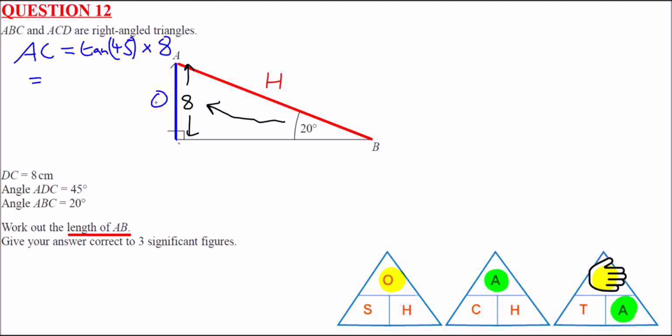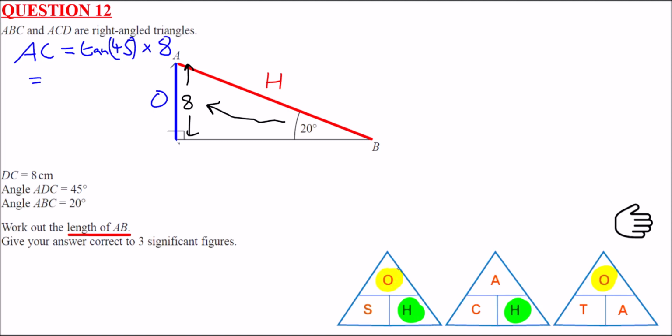So we know the opposite, we want to know H. So this time around, we're interested in O and H. So we're going to highlight O and H in each one of these. So I want to know H, so I'm going to highlight H as well. And I do know O.